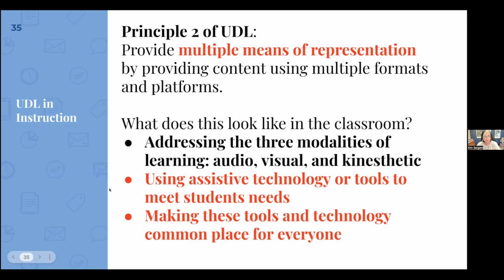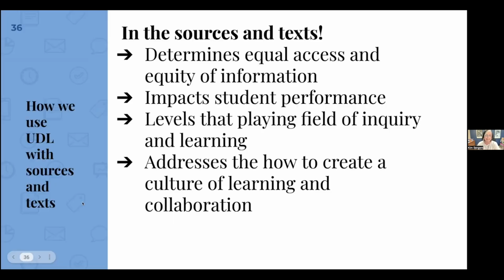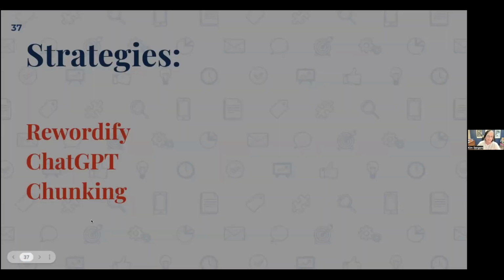One of the things we're going to look at is making tools and technology commonplace for everyone, using assistive technology or tools that everyone is going to use. So when we look at these sources in text, we're going to determine that equal access and equity of the information impacts student performance, because it will. We're going to see emotion hopefully be regulated as the information is accessible to everyone in the same way. We're also going to level that playing field, like I mentioned earlier, but also we're going to address how to create a culture of learning and collaboration.